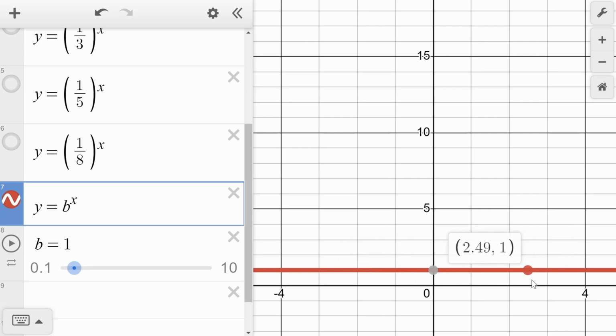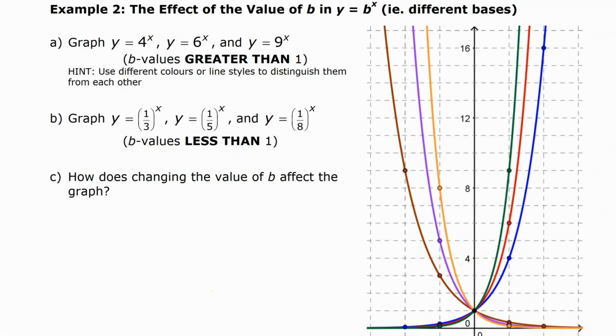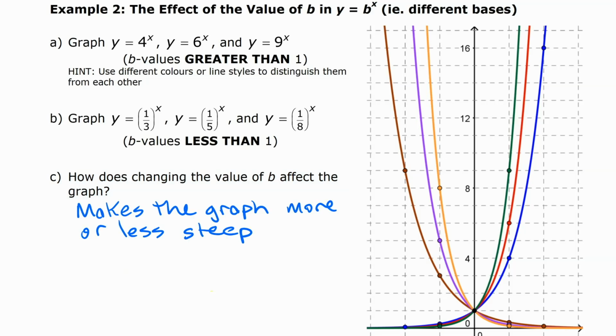Because 1 to the power of anything is 1. No matter what the x value is, the y value is always 1 there. All right, let's go back and summarize some of this. Now there's those graphs that you saw, and what we were looking at is how changing the value of b affects the graph. Well, first of all, that makes the graph more or less steep one way or the other, changes the steepness of it.